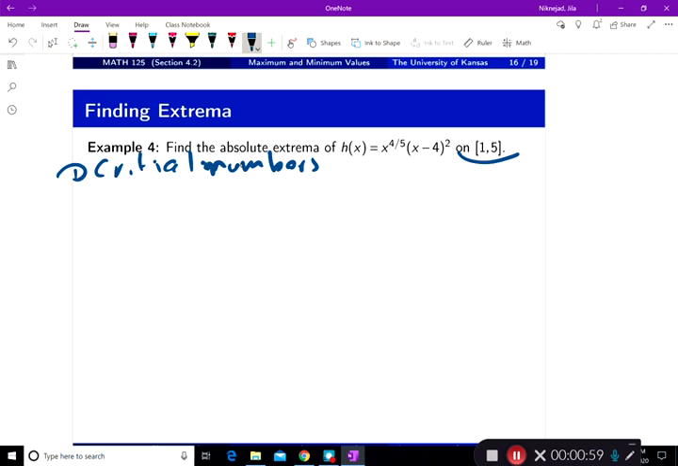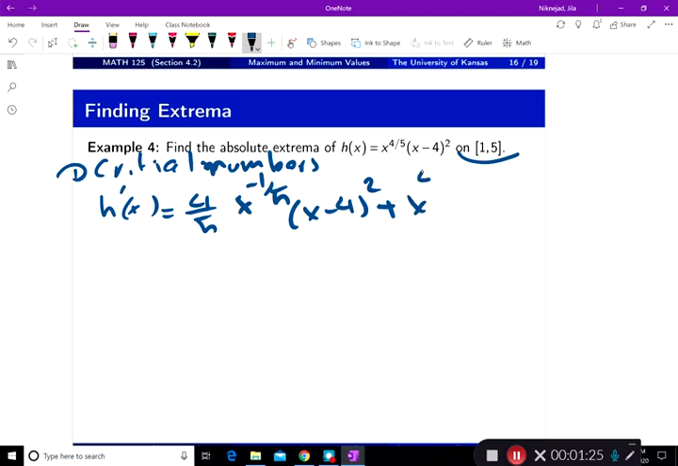Critical numbers. How do I do the critical numbers? Critical numbers are where h prime does not exist or is 0. So I evaluate h prime. H prime of x, here is a product rule, so 4/5 comes down, x to the power 1 less, times the second one, plus x to the power 4/5 times 2 times x minus 4 to the power 1 less, which is 1, times the derivative of the inside, which is 1.